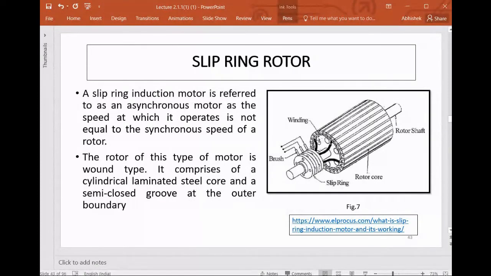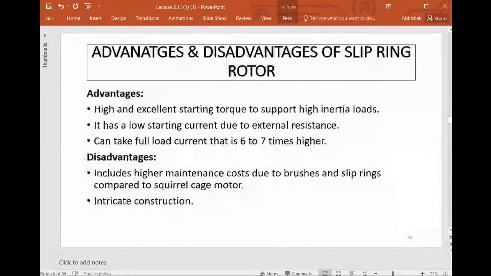So right here, this rotor comprises a cylindrical laminated steel core and semi-closed grooves at the outer boundary. These semi-closed grooves at the outer boundary are placed right here. So this is called a slip ring rotor, or we can also call it a phase wound rotor. Some advantages and disadvantages of this slip ring rotor are also present right here.